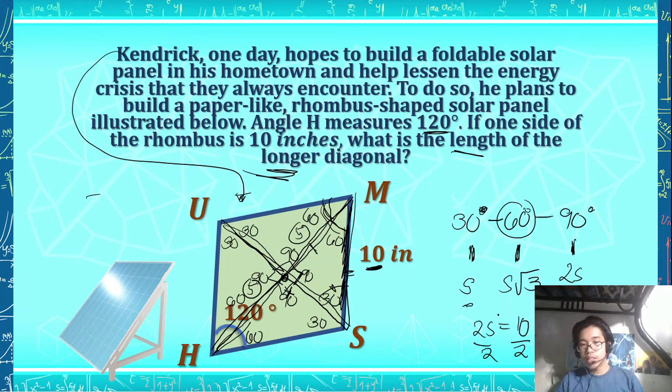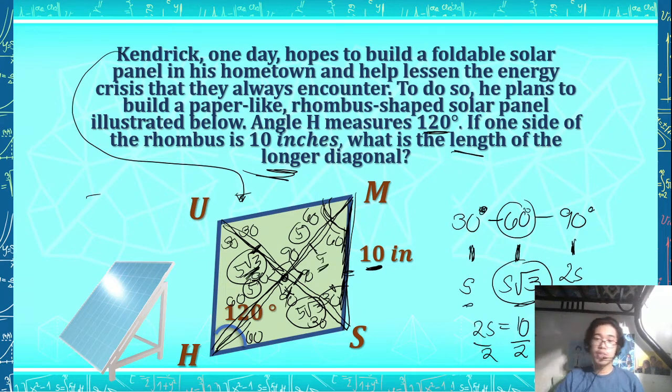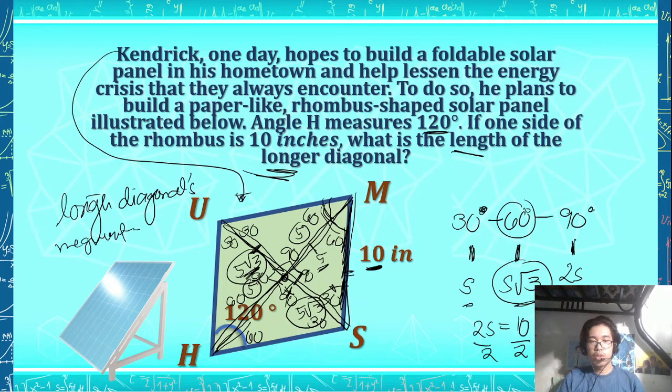So if S is equal to 5, and 60 has an opposite side that measures S square root of 3, then this is 5 square root of 3. And of course, this is going to be 5 square root of 3 as well. Since 5 square root of 3 is longer than 5, the longer diagonal's measurement is going to be equal to 2 times 5 square root of 3. And that's just going to give us 10 square root of 3 inches.